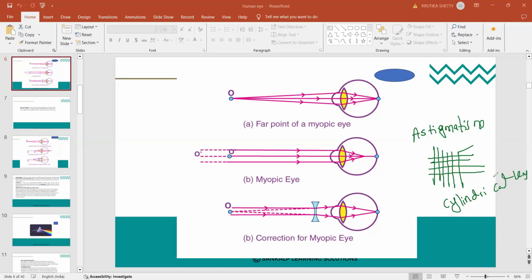Yes, so this is regarding one more defect, that is astigmatism. So far, is there any doubt? Please ask. Different defects we have discussed, and the lenses in contact we have discussed. The last part is the microscope and the telescope working. If there is any doubt up to this point, you can ask.